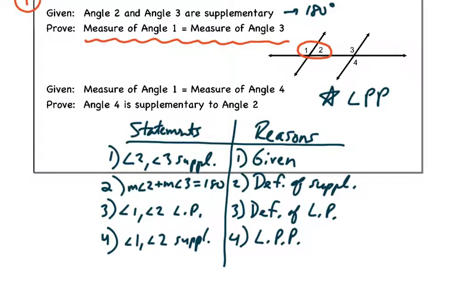Okay, well, let's go. We got that. I've got angle 2 and angle 3 are supplementary. I got that from step 1. And now I got angle 1 and angle 2 are supplementary. Well, that's weird. Look how angle 2 is in the same place for both steps. So look at this. This is basically the congruent supplements theorem.